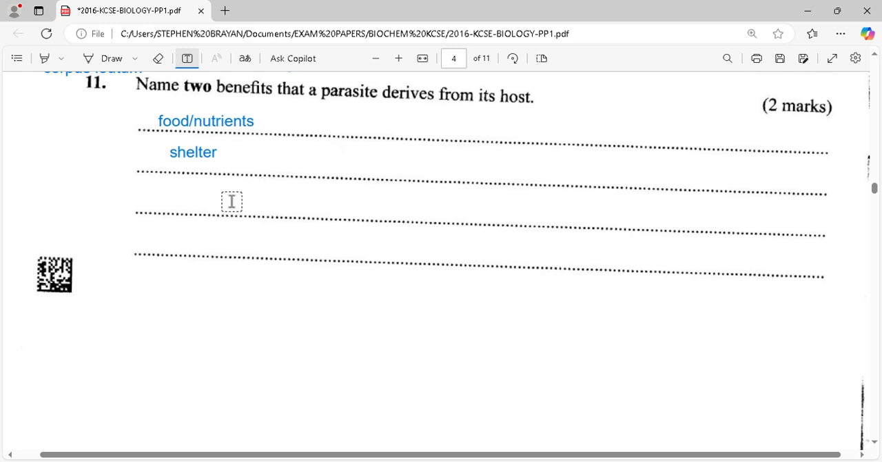This is not like the symbiosis mode of nutrition. In symbiosis, both organisms benefit. But in the parasitic mode of nutrition, it is only the parasite that benefits, and the host gets nothing.